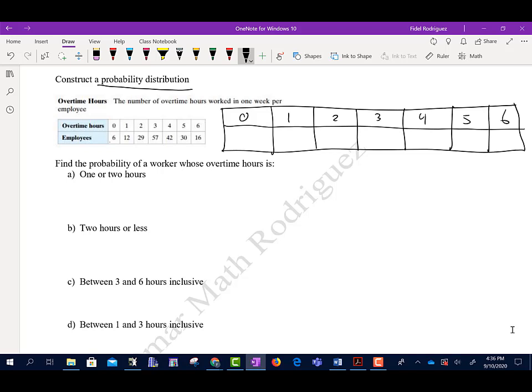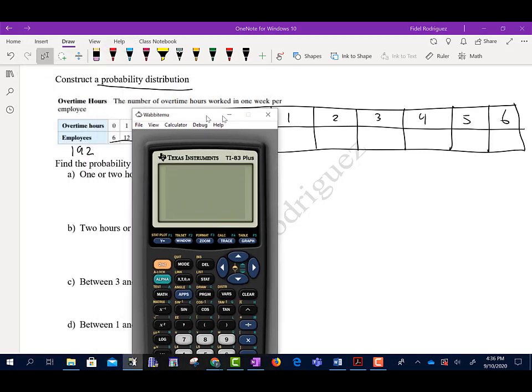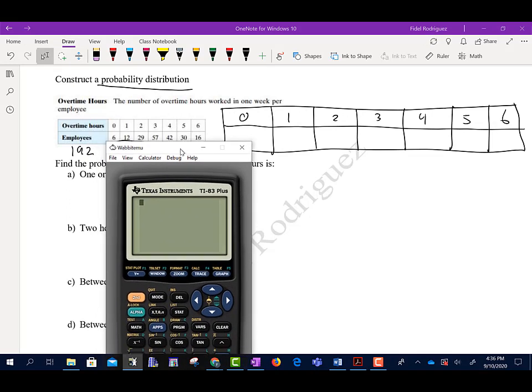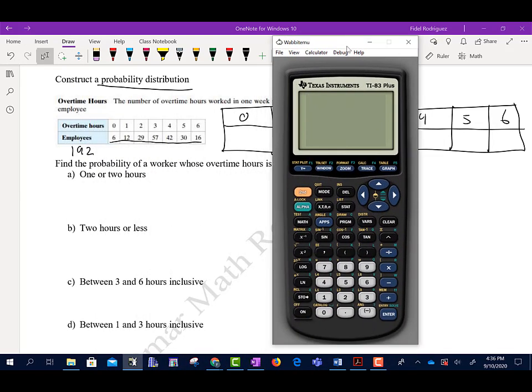Okay, the first thing I need to do is take these numbers here and add them all up. And I did that right now, and I came up with 192. Okay? And so then the next thing I'm going to do, guys, let me grab my calculator here. Let me turn it on. Clear that out. The next thing I'm going to do is take each of those numbers, 6, 12, 29, 57, and divide them all by 192. So what's 6 divided by 192? And I'm coming up with 0.03125.